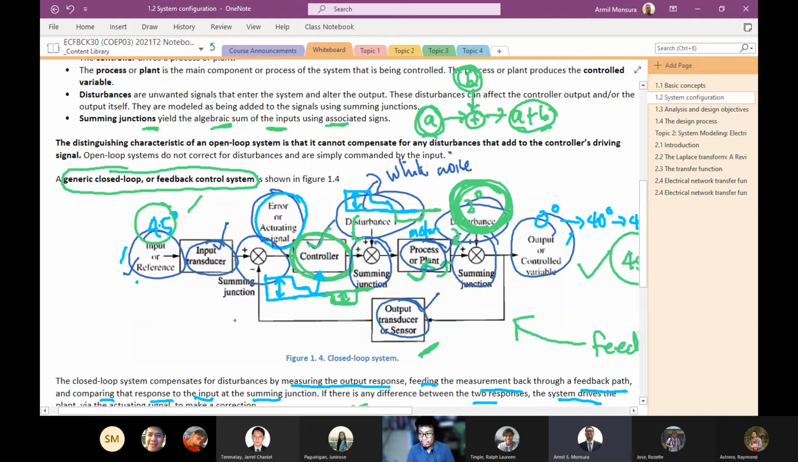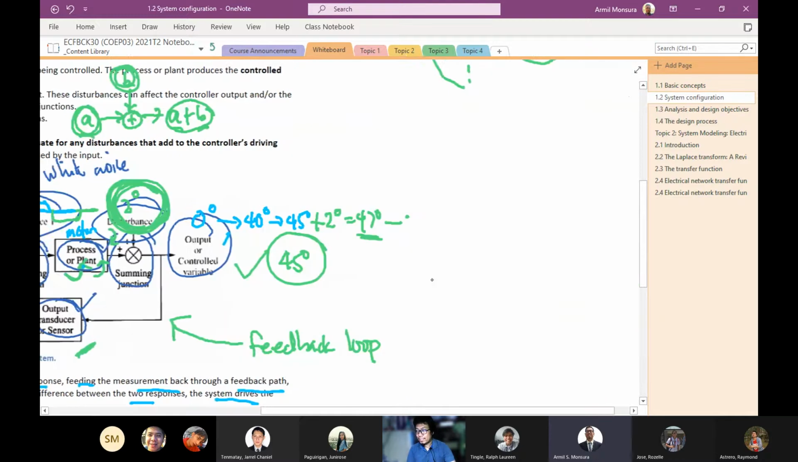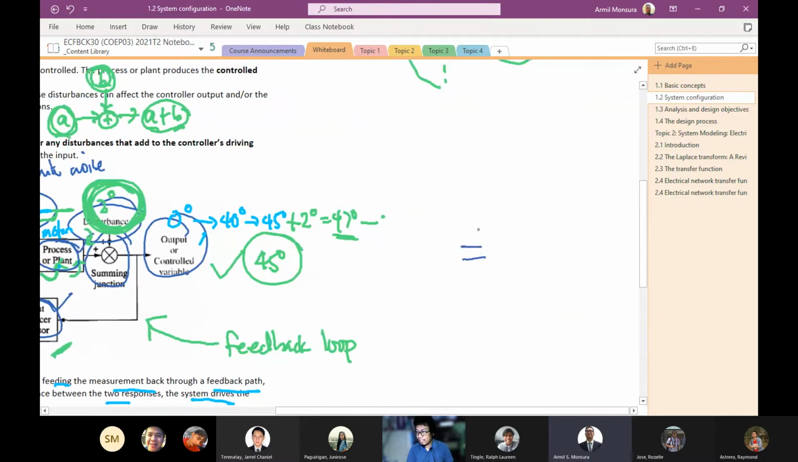Because basically, itong summing junction na to actually involves a physical component. Merong physical component na involved dyan. For example, yung summing junction na yan, together with your controller, is actually represented in a schematic as an op-amp circuit. Specifically, yun yung tawag nating adding or summing amplifier.